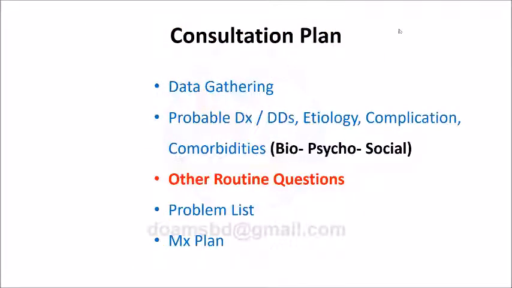In general, in consultation planning, our target is data gathering. Why should we gather data? We need to create the probable diagnosis and think of the differential diagnosis: what is the etiology of the disease, and what are the complications and comorbidities.